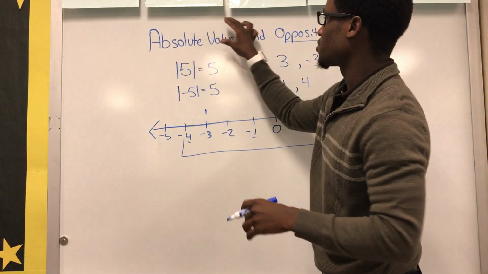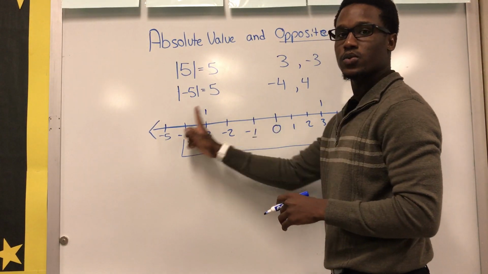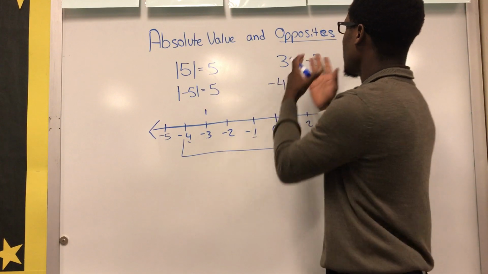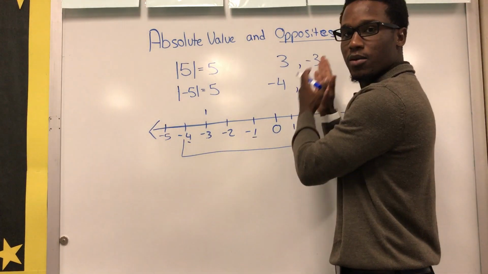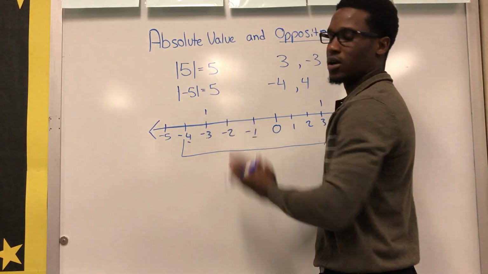So once again, the absolute value is the distance it takes to get from 0 to a specific number. And then opposites is a number and its counterpart on the opposite side of the number line.